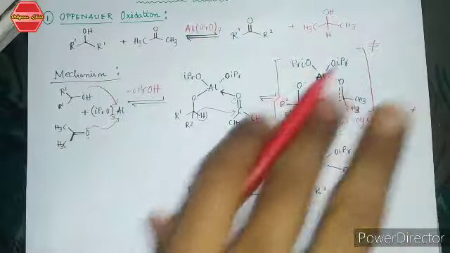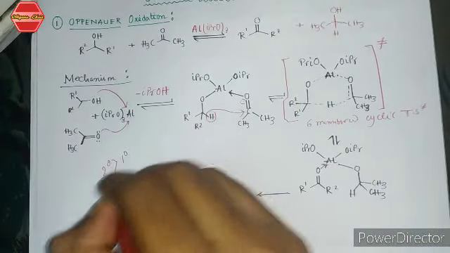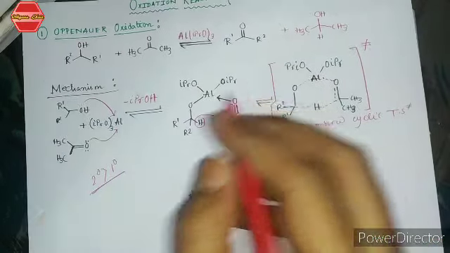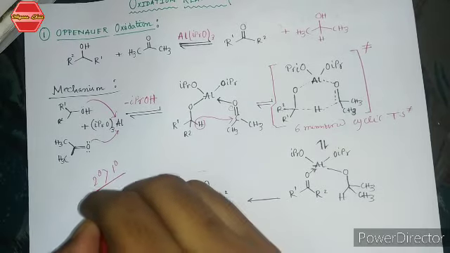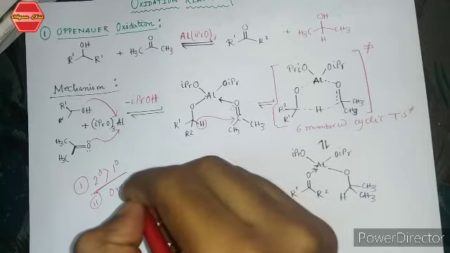So this is the overall Oppenauer oxidation, and the important thing is that a 2 degree alcohol is much more reactive than a 1 degree, and it is reversible in nature. And one more important thing is that there is no chance of over oxidation.